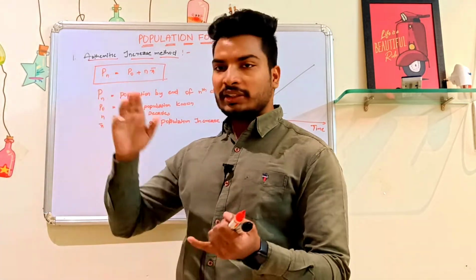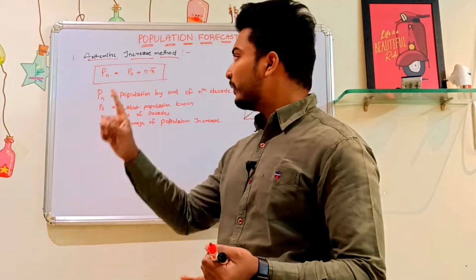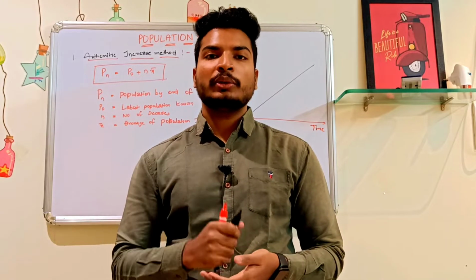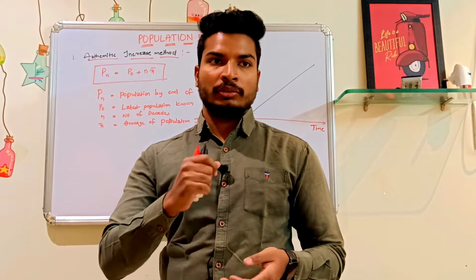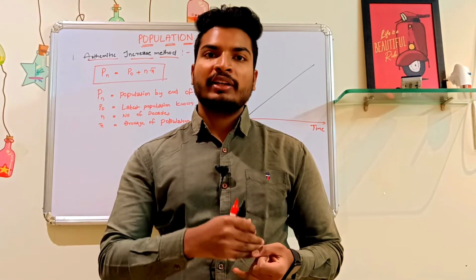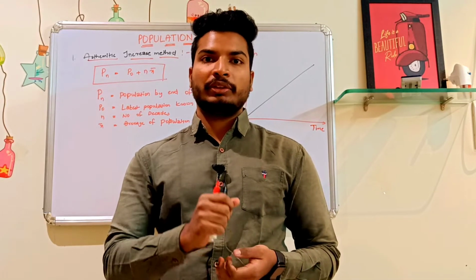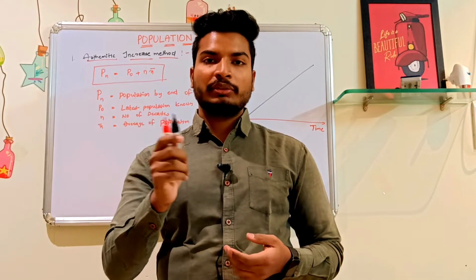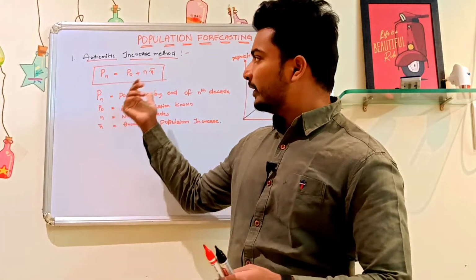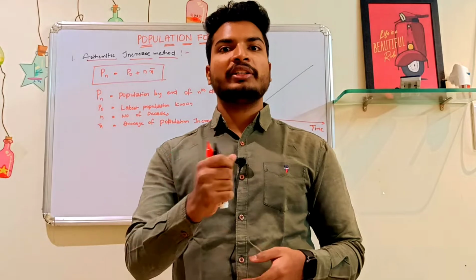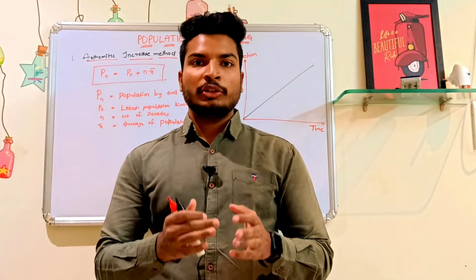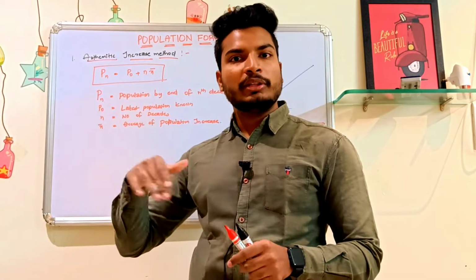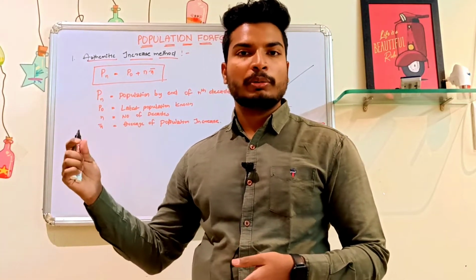So P0 is the population in 2021 and n is the number of decades that we need to calculate. If we know 2021 and we need to estimate in 2051, that is the number of decades. The number of decades from 2021 to 2051 is 3 decades. So n will be 3 and x bar is the average of the increase in the population. So this is the formula, and using this formula we'll be finding out the future population.